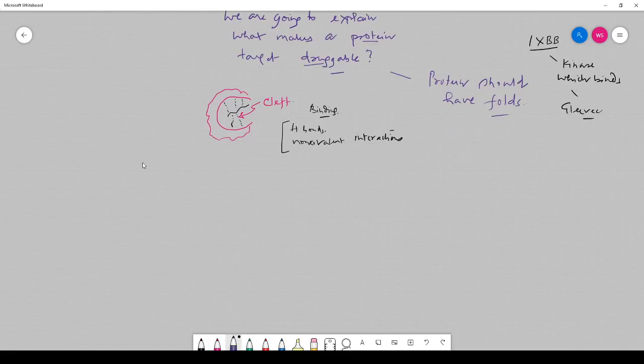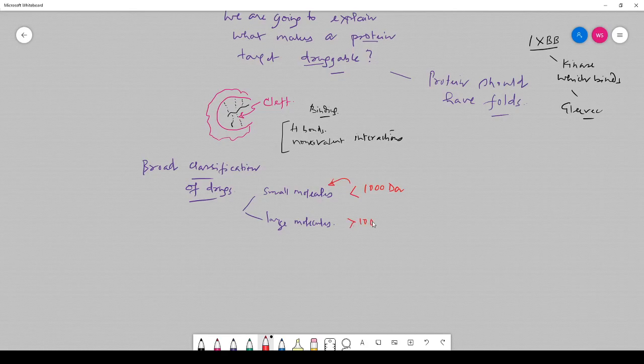So now we come to the broad classification of drugs. In the broad classification, we classify drugs as small molecules and large molecules. So what is the threshold? 1000 Dalton. Below 1000 Dalton, it is a small molecule, and greater than 1000 Dalton is a large molecule. These large molecules are also called biologicals or biopharmaceuticals.